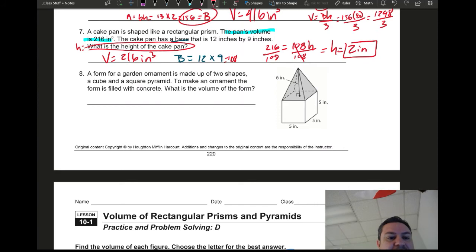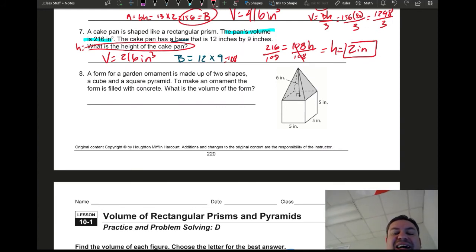Next one, number 8. A form of a garden ornament is made of 2 shapes. A cube. Remember, a cube is different than a square pyramid. A square prism, because everything is the same shape and size. And a square pyramid on top. What is the volume of the form? We're going to fill it with concrete. So we have a prism and a pyramid. We have to find the volume of each separately, and then add them together.